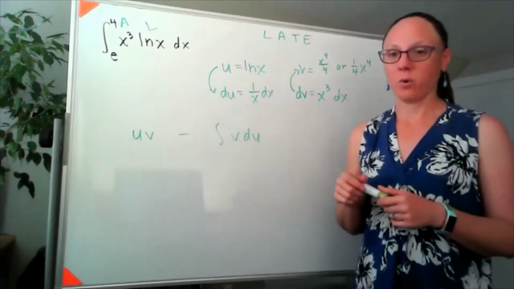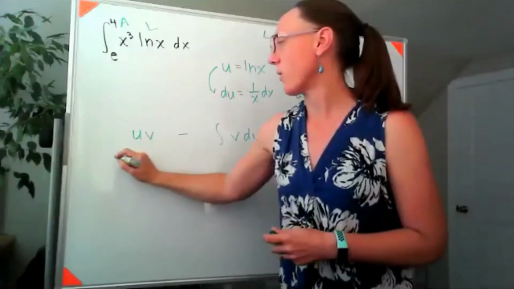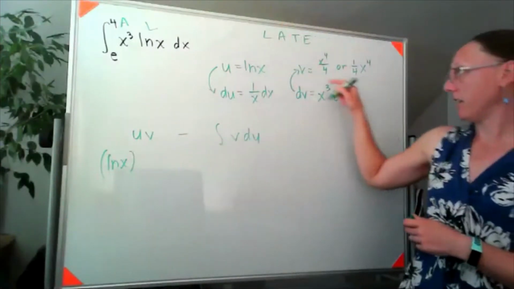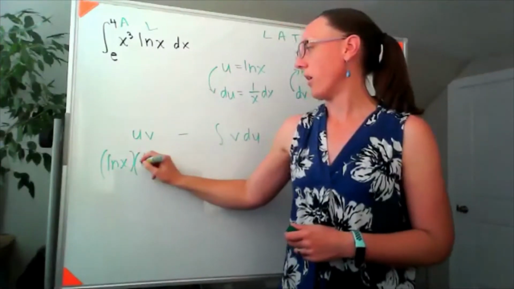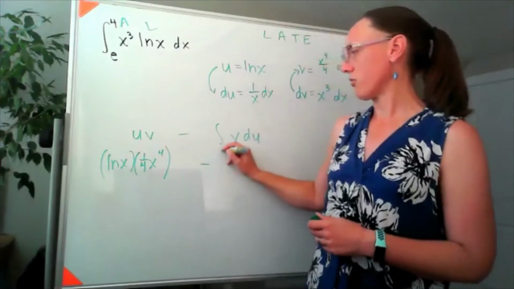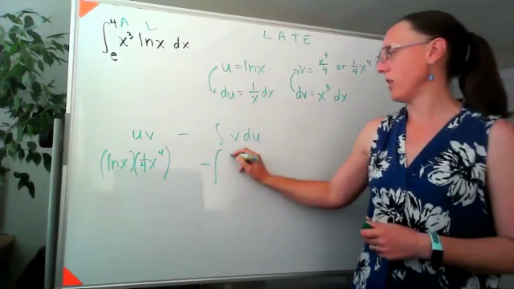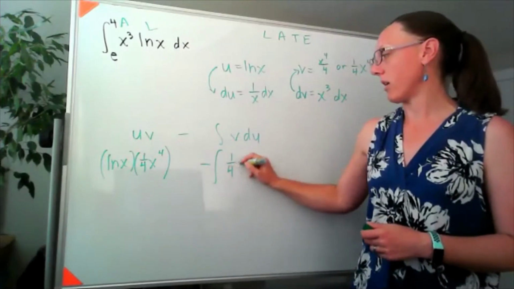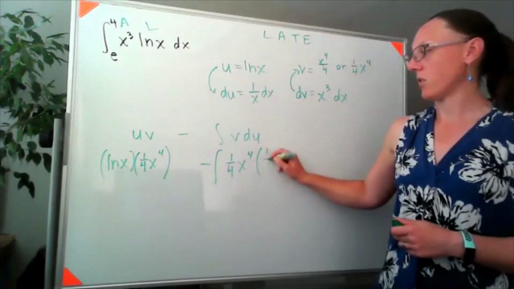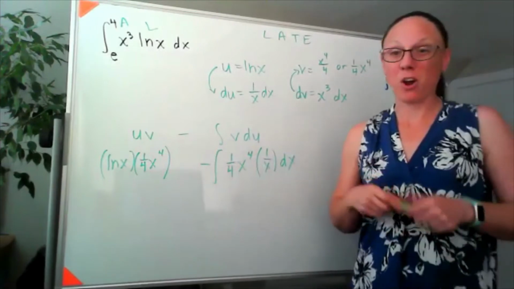Plugging all of that into our equation, my u is ln of x, so I'm looking at natural log of x. V was 1/4 x to the 4th. We're subtracting from that the integral of v du, so 1/4 x to the 4th times 1 over x dx. And here I'm going to pause for a second.